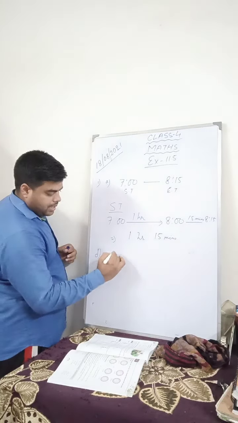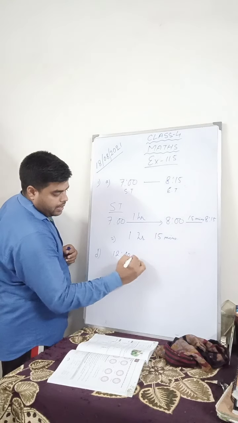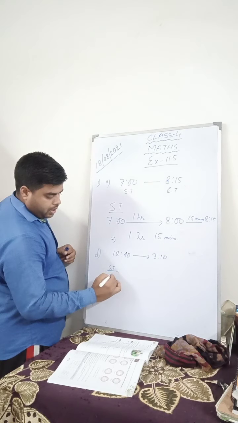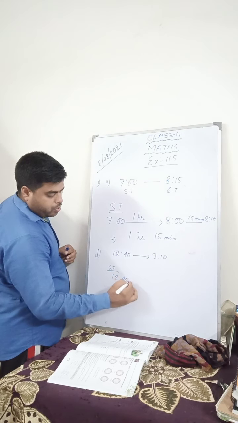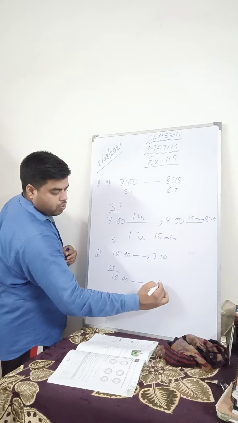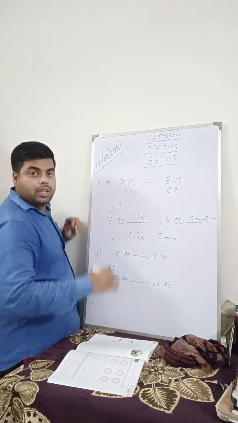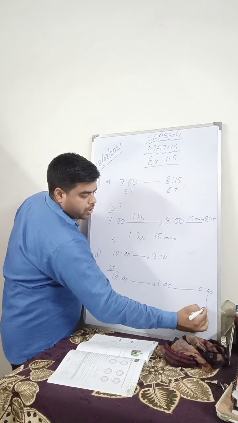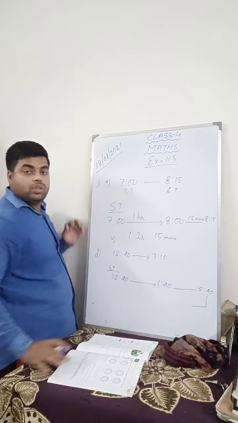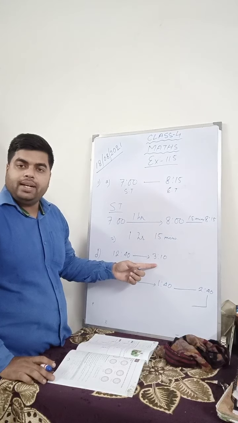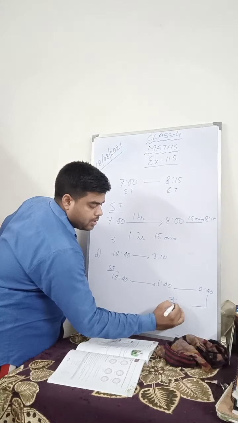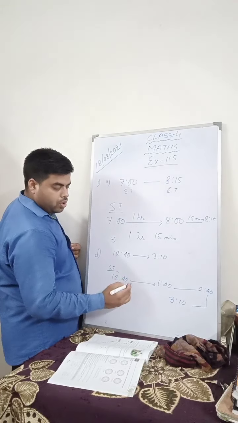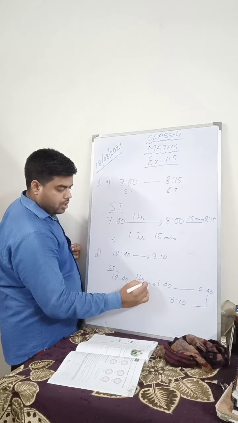What is the starting time? The time starts at 12:40 and ends at 3:10. So you write here starting time 12:40. From 12:40, what will be 1 hour? 1:40. From 1:40, it will be 2:40. From 2:40, if you go to 3:40, it will cross the ending time. So you will write here 3:10.